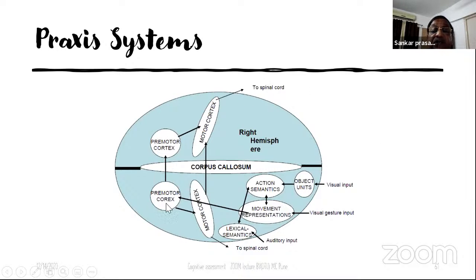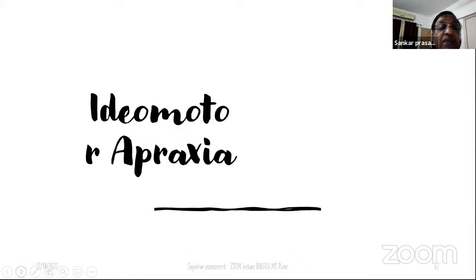So this circuit, everybody should remember, there are action semantics here, movement representations, lexical semantics, which are activated by auditory input and visual input, visual gesture input also. And sometimes you have to do all these tests to see whether there is any abnormality in the praxis.